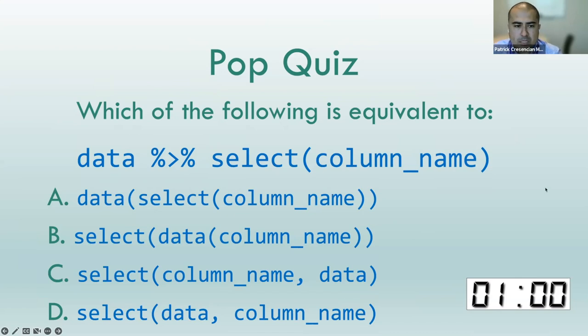Great, so I'm seeing multiple D's here. Great job, everyone. So this is data. We are piping that into select. That means that when we use the pipe, what you see on the left hand is the first argument to this function. And that would be equivalent to D down here.